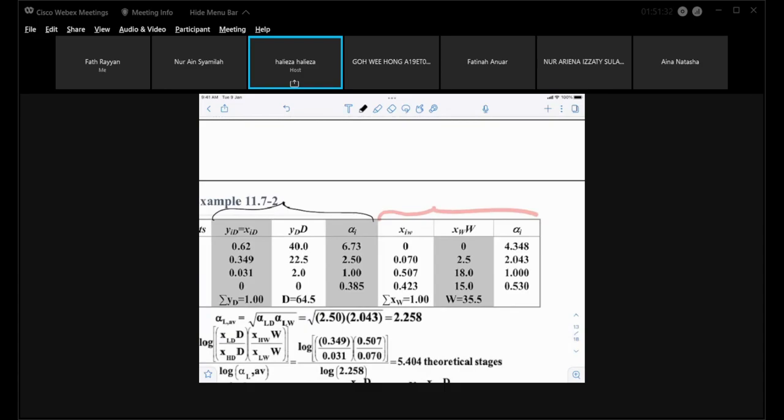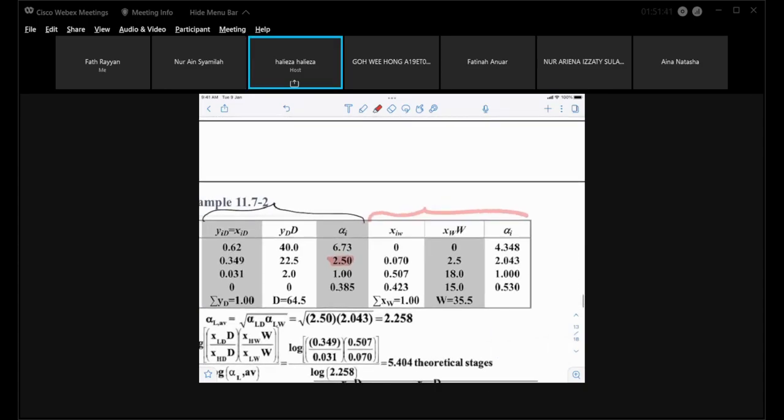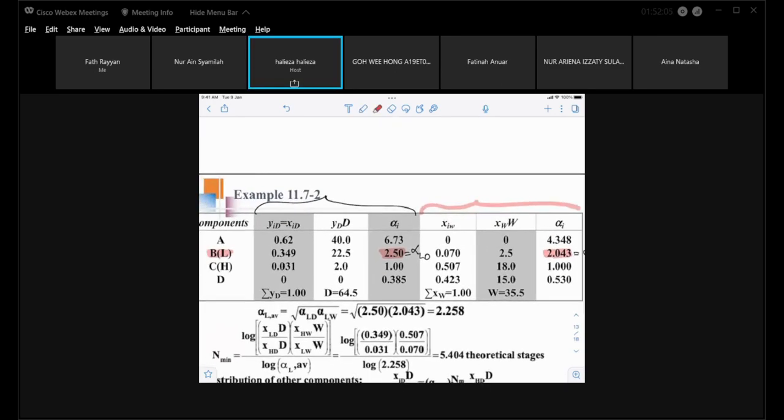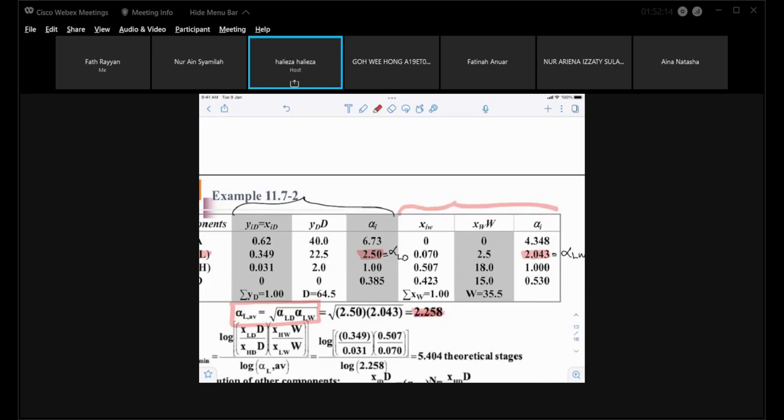So now your light key is component B, and this is in the distillate, and this is in the bottom product. So that is going to be your alpha LD, that is going to be your alpha LW. Sorry, not X. We are looking at relative volatility, alpha. Substituting that inside this equation, you get the average relative volatility. 2.5 times 2.04, square root it, you get that value. That is your average value.